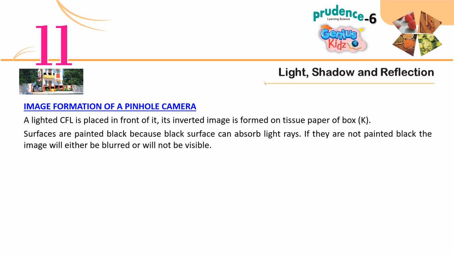Image formation of a pinhole camera. A lighted CFL is placed in front of it. Its inverted image is formed on tissue paper of box K. Surfaces are painted black because black surface can absorb light rays. If they are not painted black, the image will either be blurred or will not be visible.